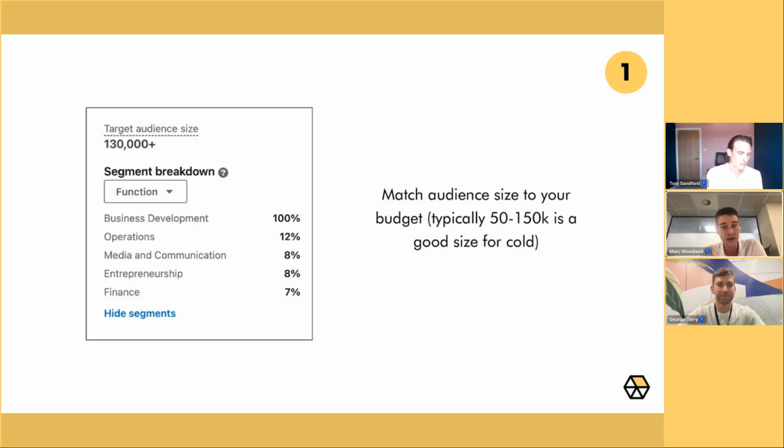Or the size of the audience is far too small, which means that the frequency that they see your ads is far too high and they get ad burnout really quickly and they end up blinking your ads. So we tend to find for a cold campaign, the sweet spot is typically between 50 to 150,000. Maybe start at the higher end of this if you're just starting a campaign so that you can learn from the demographic insights and refine your audience as you go through and improve your campaign.